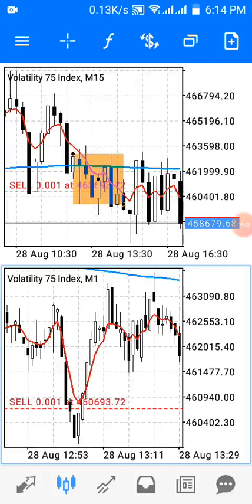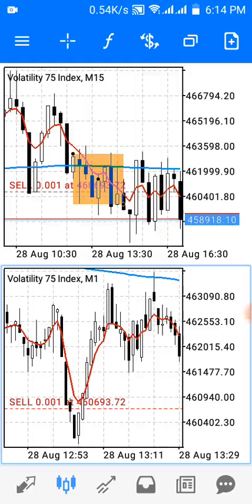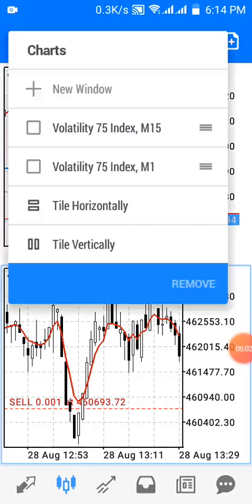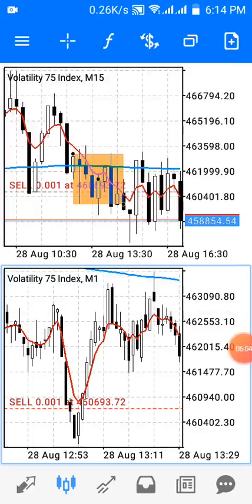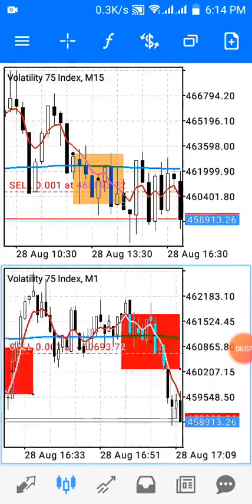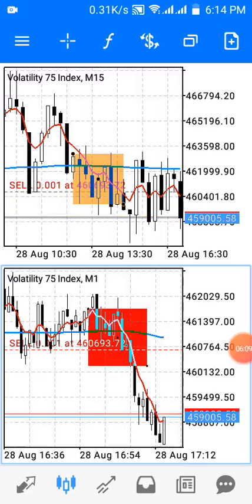So you hit this button here to divide the window into two. For MetaTrader 5, divide the window into two, then start to trade and enjoy your profits. So that's that for this strategy.